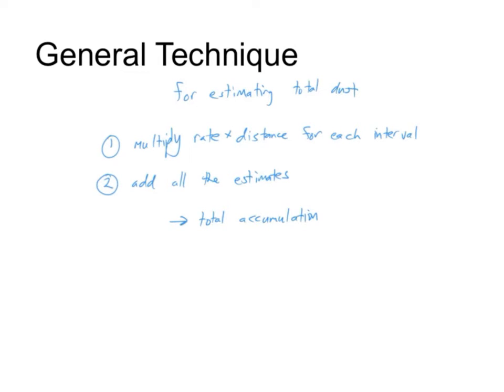So this process has a name. It is called creating a Riemann sum. The method of estimating the total amount of dust accumulated is simply one example of a Riemann sum. And what we were really doing was adding a product of quantities. And in our case, this was a rate times a change in distance.